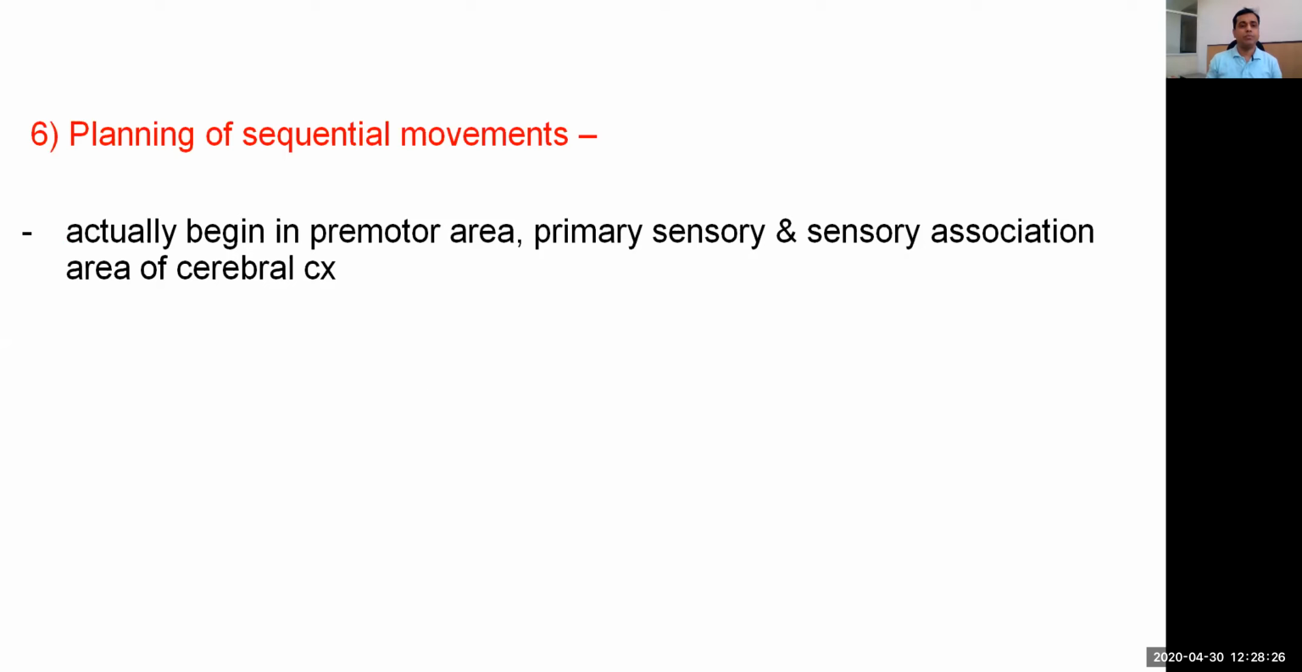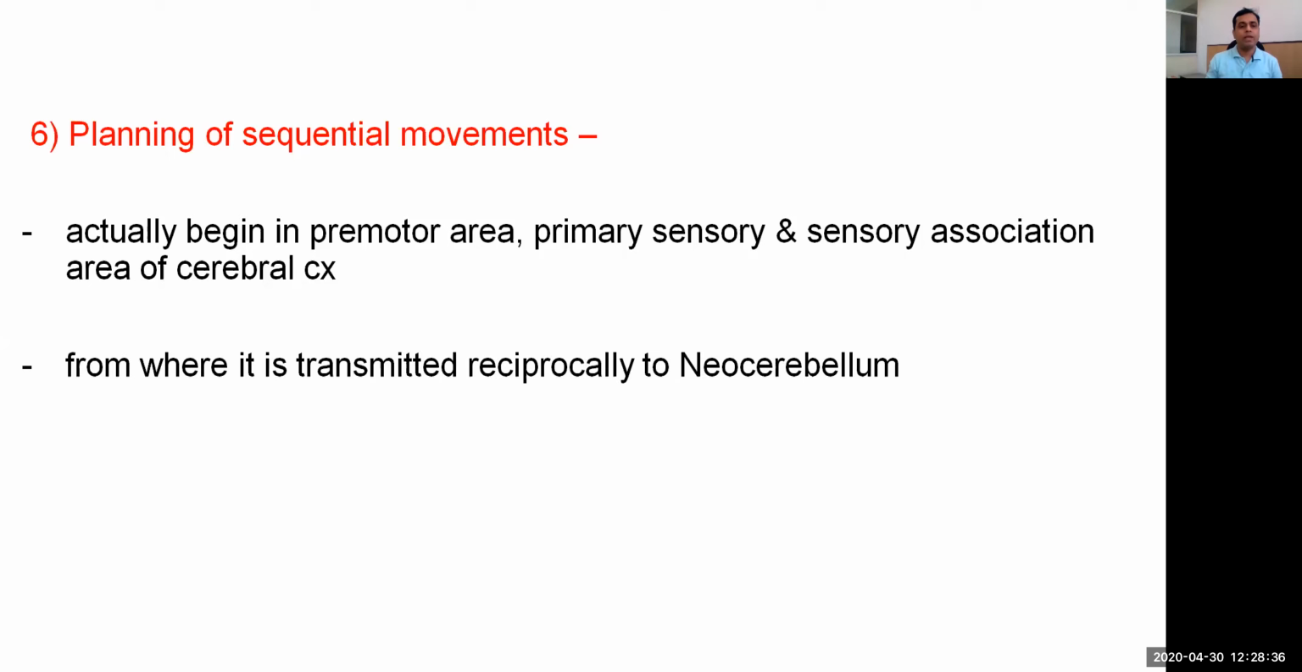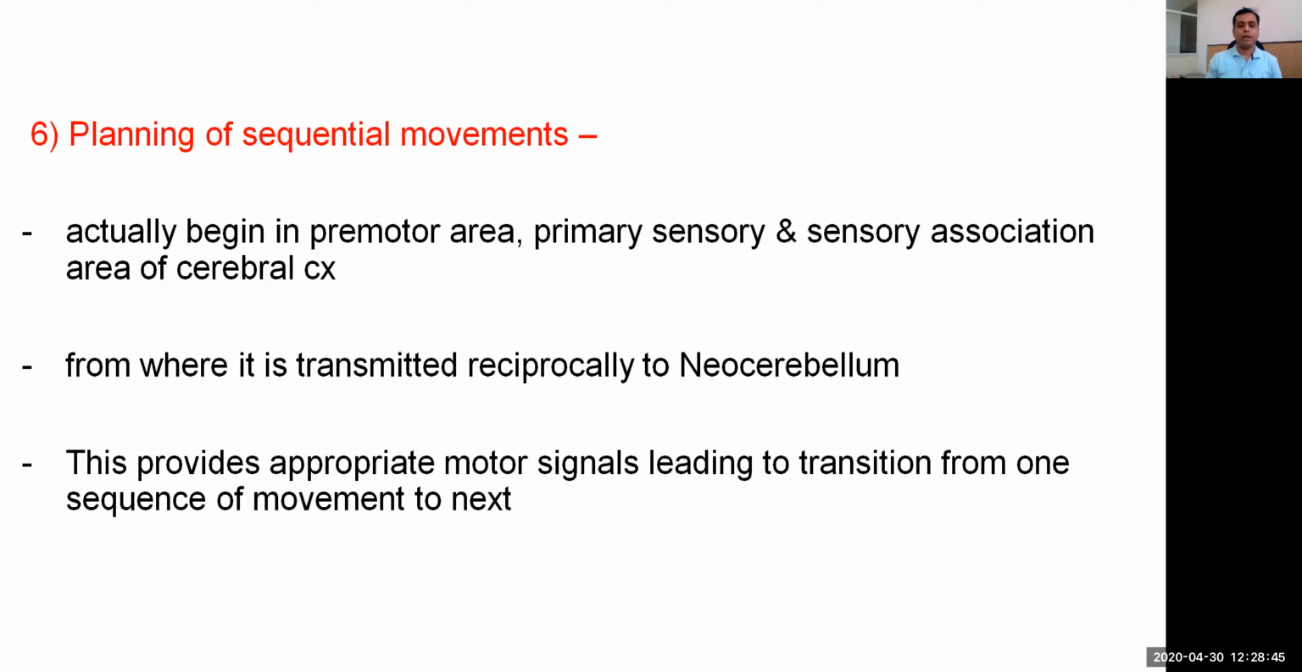Planning of sequential movements. Actually, the planning of sequential movement begins in the premotor area, primary sensory, and the sensory association area of the cerebral cortex, from where this plan is transmitted reciprocally to the neocerebellum. Reciprocally in the sense to and fro the neocerebellum. This provides appropriate motor signal leading to transition from one sequence of movement to the next.